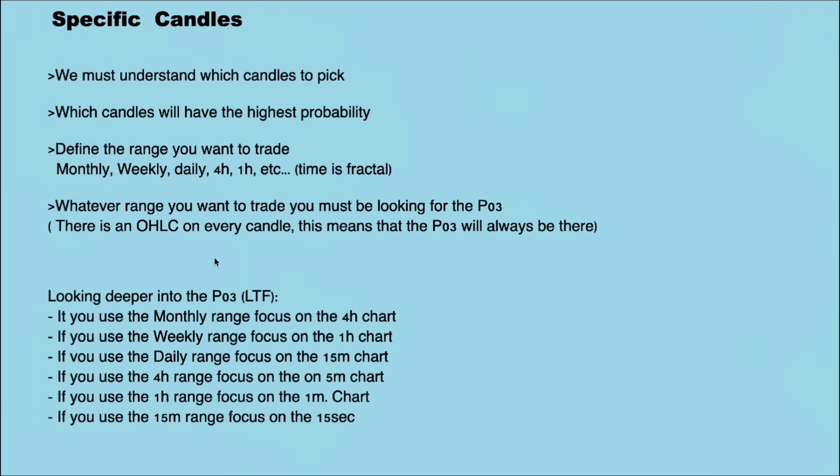If you plan to trade using the monthly range, focus on the 4 hour chart. For the weekly range, focus on the 1 hour chart. For the daily range, focus on the 15-minute chart. If you're using the 4 hour range, focus on the 5-minute chart. For the 1 hour range, focus on the 1-minute chart. And if you're using the 15-minute range, you can look at the 15-second chart. However, I do not recommend using the lower time frames for entries. This approach is solely for identifying the power of 3: accumulation, manipulation, and distribution.